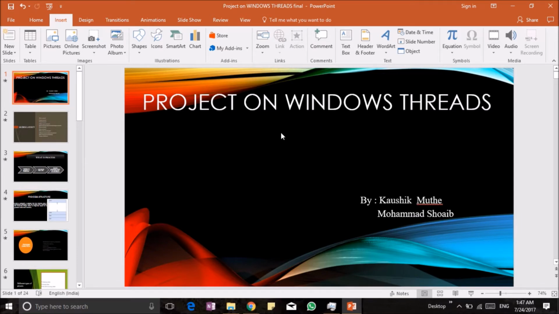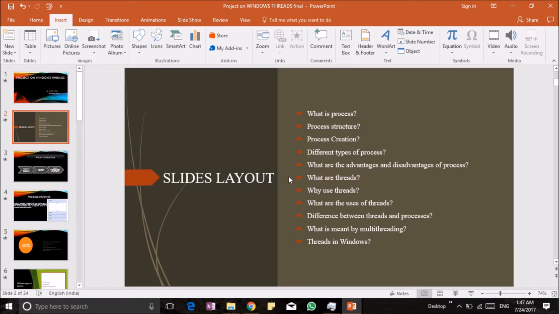So to understand Windows threads, we have to firstly understand these following topics. What is a process, process structure, process creation, different types of process, what are advantages and disadvantages of process, then what are threads, uses of threads, difference between threads and a process, and what is meant by multi-threading.